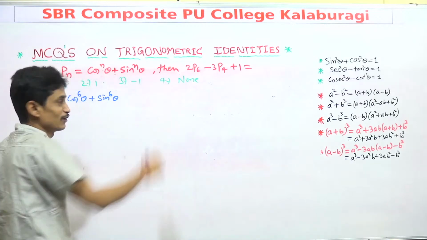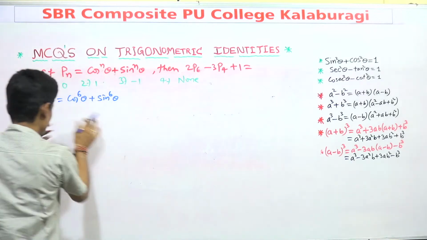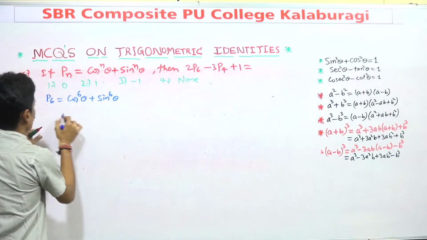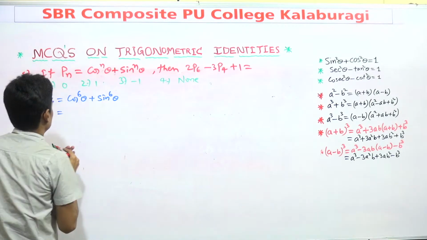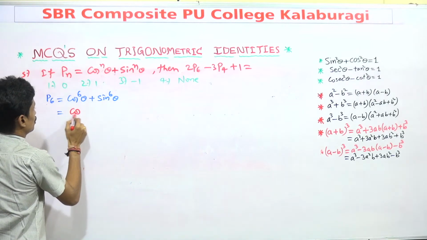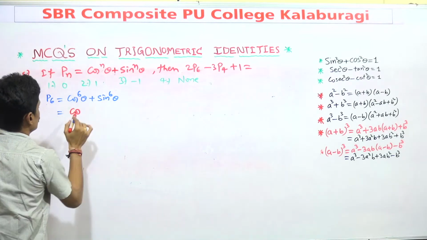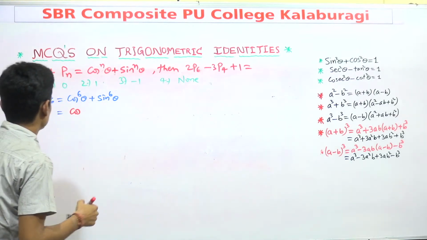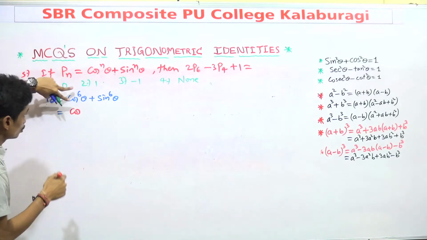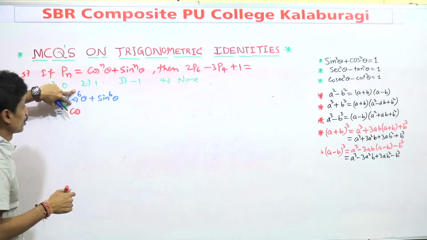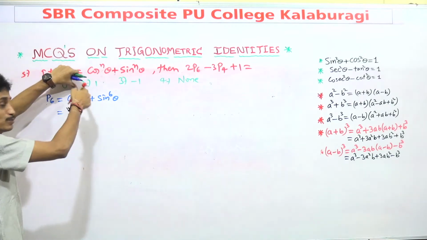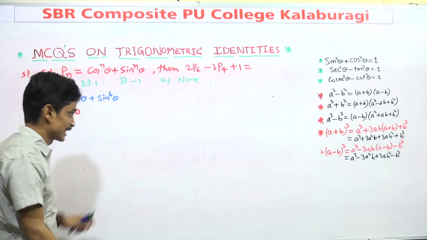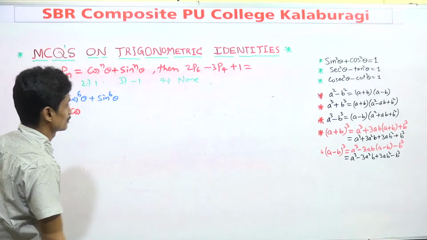Okay, similarly for P4 also. First, I will simplify this one. That's why I will rewrite this one: cos power 6. There are two ways in which we can modify this. One is cos cube whole square, or otherwise cos square whole cube. There are two chances we have. Which one is better for us? I am thinking about that.